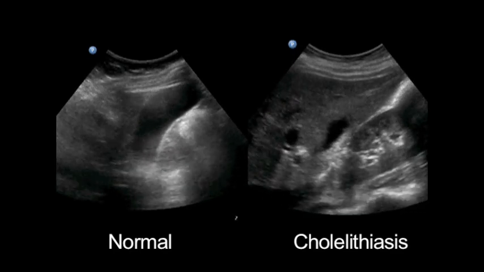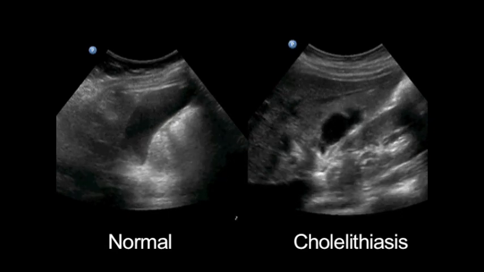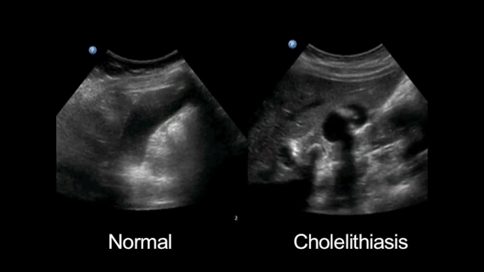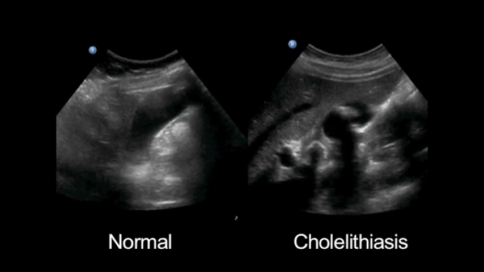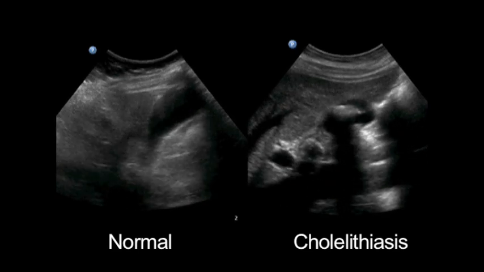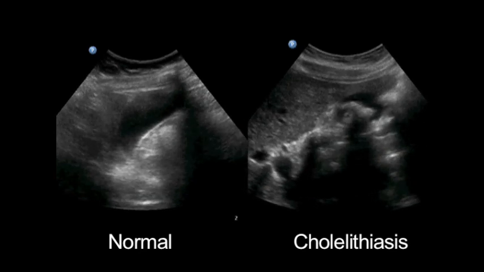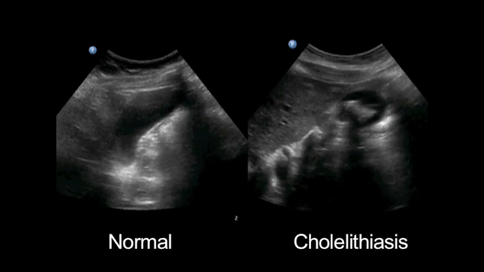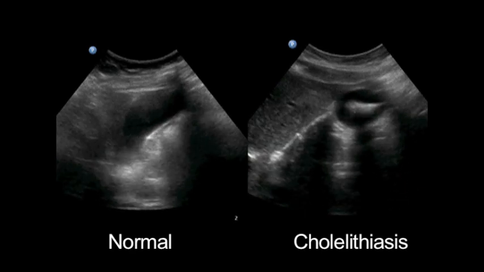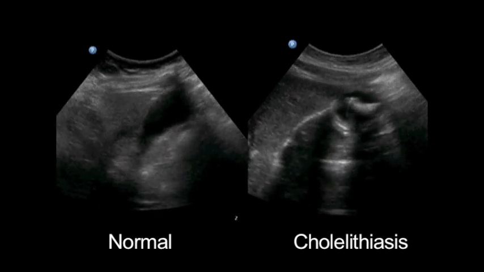On the left side of the screen is the normal gallbladder in long axis, and on the right side is an ultrasound clip of a gallbladder filled with large stones. Notice the dark shadowing behind the stones. Sometimes, when the gallbladder is packed with stones, the posterior wall and everything behind it will be completely obscured by the dark shadowing.